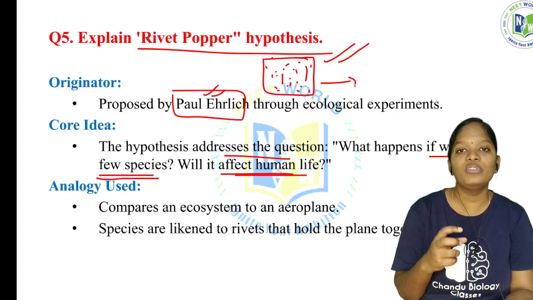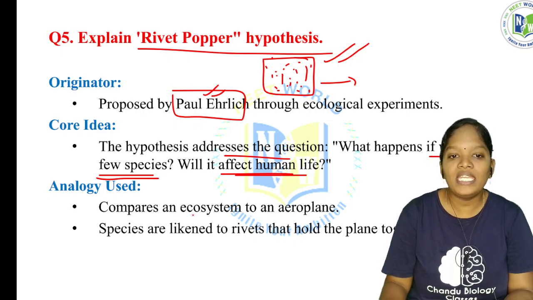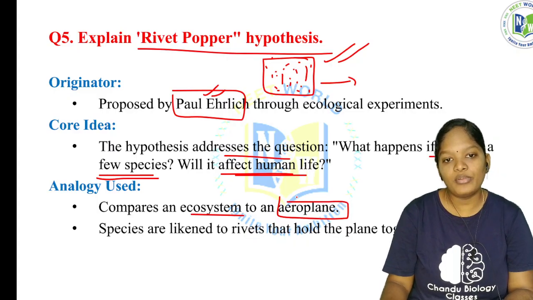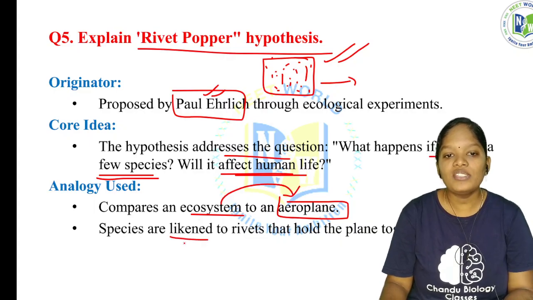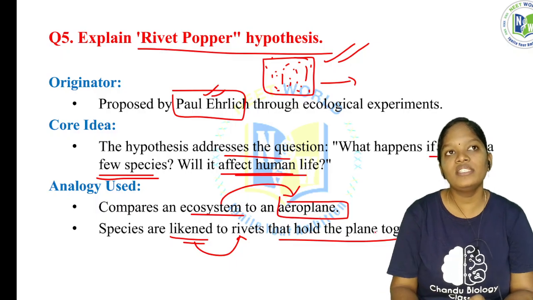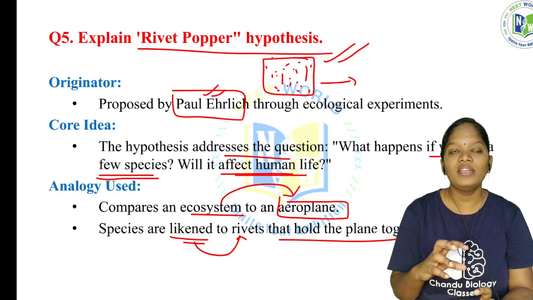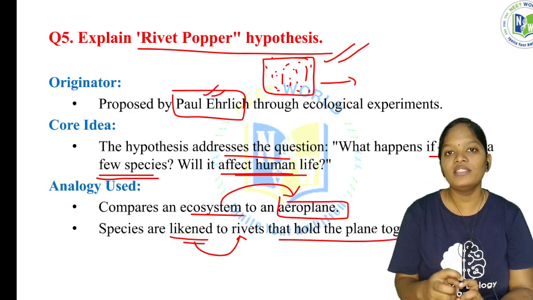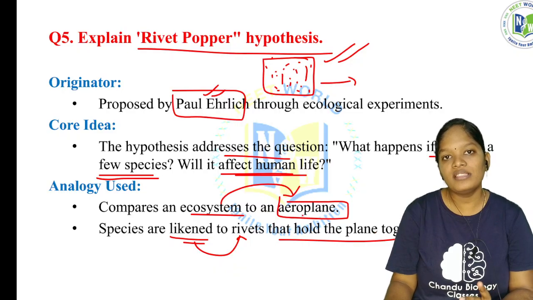So this hypothesis is the answer for those questions. Comparing an ecosystem to an aeroplane. In the Rivet Popper hypothesis, the scientist compares the ecosystem to an aeroplane. The species are likened to the rivets that hold the plane together. A rivet is like a bolt, though not exactly a bolt. It connects all the important parts of the aeroplane. That is why the ecosystem is considered as an aeroplane.